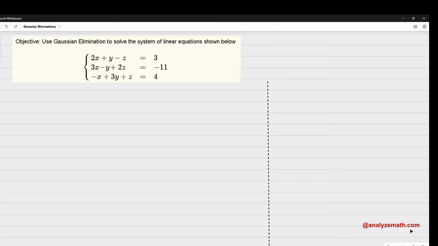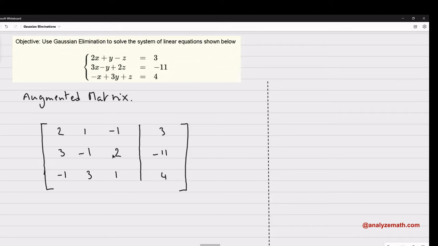This video is about using Gaussian elimination to solve the system of equations given below. Now we first define what we call the augmented matrix. So the augmented matrix is the matrix made up of the coefficients.